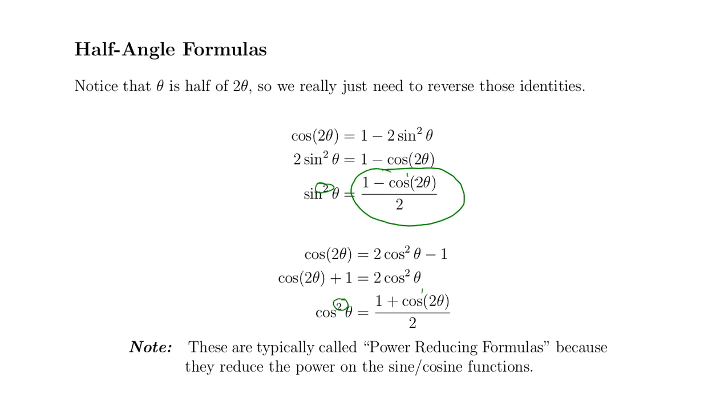It's a little uglier, it's a little messier, but it does not have that second degree exponent on it. Sometimes that's really helpful. So we call these power-reducing formulas because they reduce the power on the term.